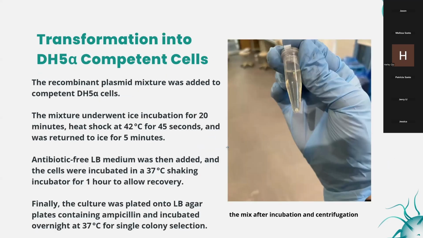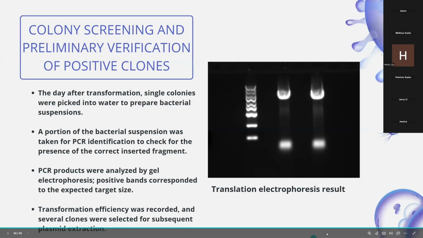Now it's transformation into DH5 alpha competent cells. After we added everything together, we put the DNA into E. coli, kept it on ice and then let it slowly recover, and then put it into a medium so that it grows. Lastly, a single colony was taken and suspended in a drop of water. We used that as a template and double-checked with PCR whether the DNA was there, then ran the electrophoresis again. As you can see on the right side, the bands are shown, and that means it worked.